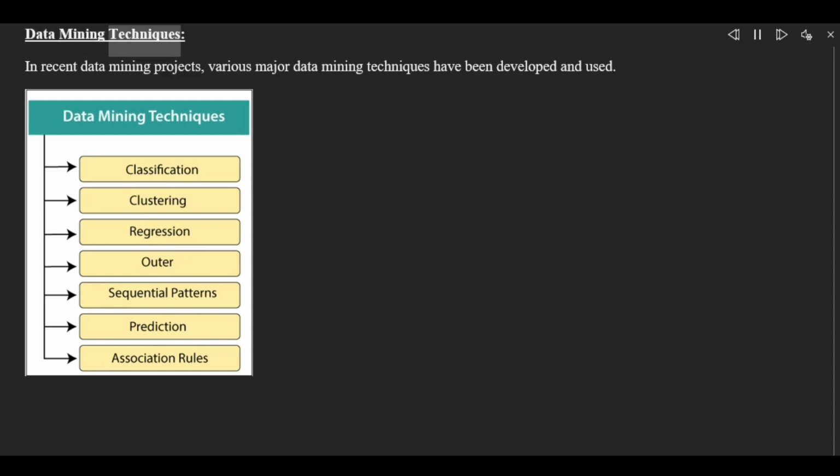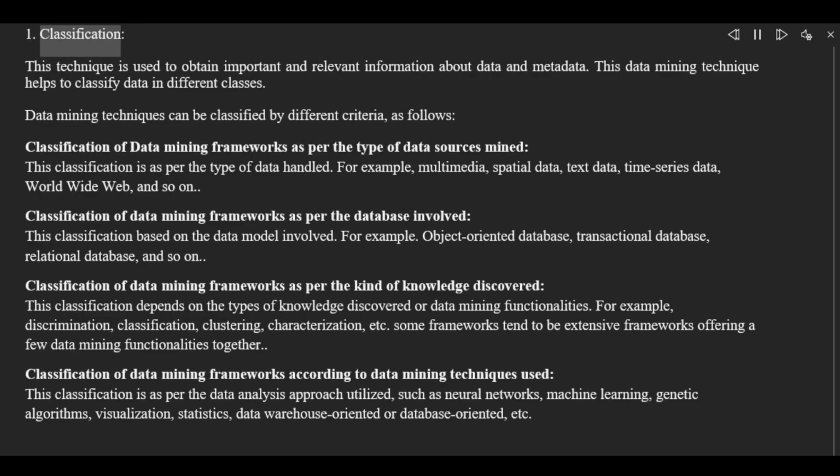Data mining techniques. In recent data mining projects, various major data mining techniques have been developed and used. 1. Classification. This technique is used to obtain important and relevant information about data and metadata. This data mining technique helps to classify data in different classes. Data mining techniques can be classified by different criteria, as follows.